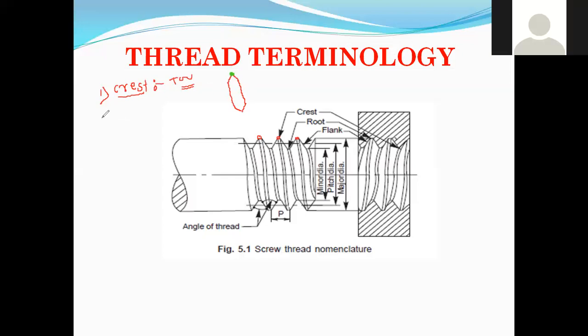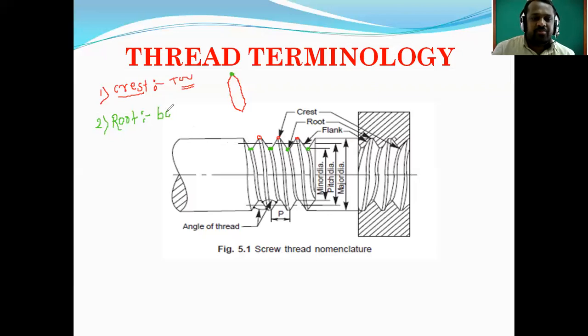Then second is again very simple, the root. What is meant by the root? Say this is the thread. See, this portion is called the root. So this is the root. Root means the bottommost portion of the thread. The root is nothing but the bottommost portion of the thread.